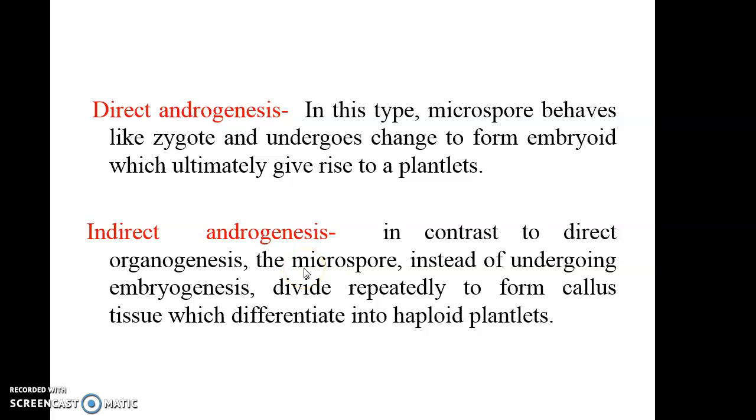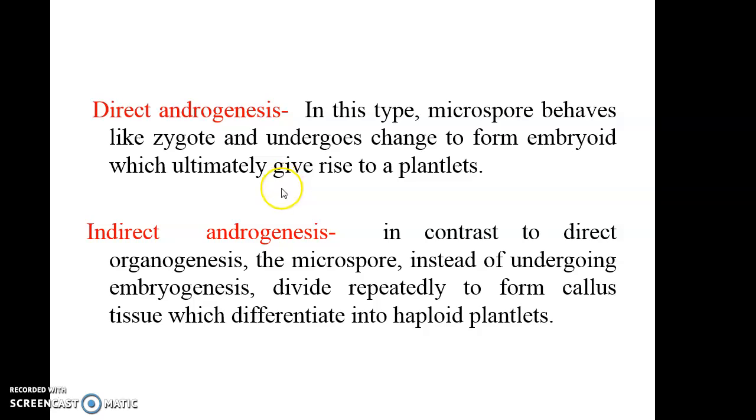So the microspore divides and forms the callus. Then that callus differentiates into plantlets. So this is the same as somatic embryogenesis or organogenesis. In direct androgenesis, the microspore gives rise to the haploid plantlets.